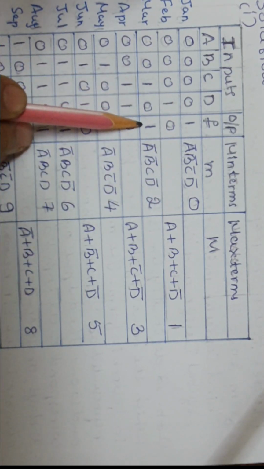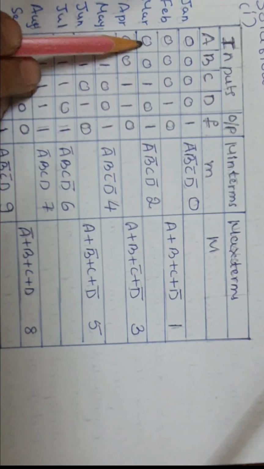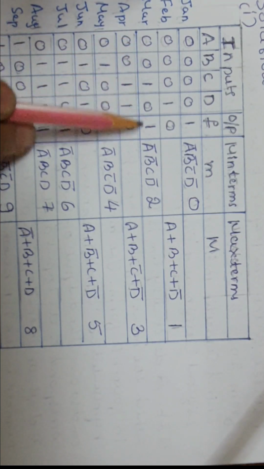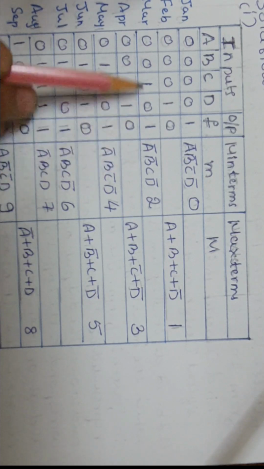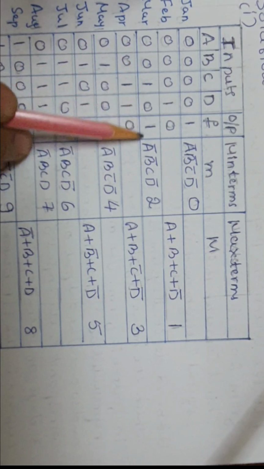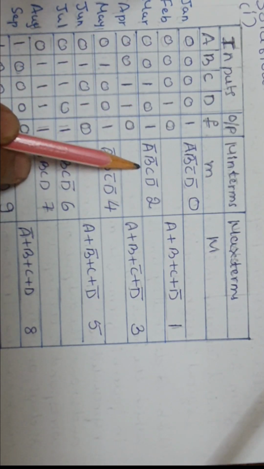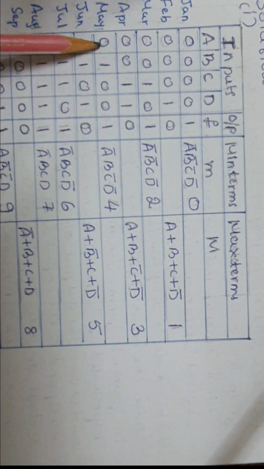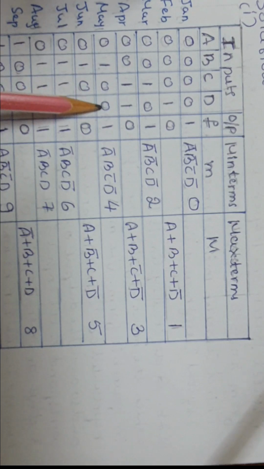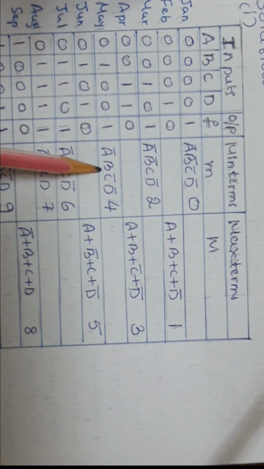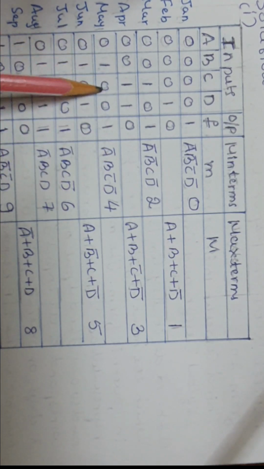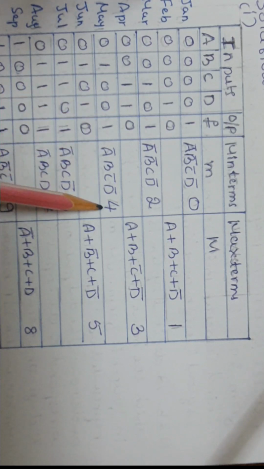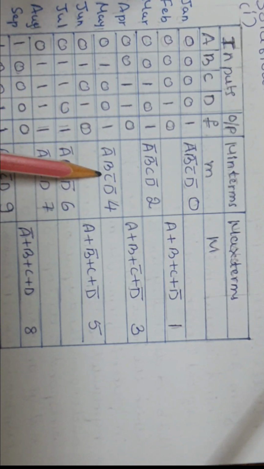Next, here the output is 1. Combinations are A bar, B bar, C, D bar. That is written here. And 0010 means in decimal it is 2. Hence, this is min term 2. Next here the output is 1, A bar, B, C bar, D bar. So that product term is written here. 0, 1, 0, 0 represents decimal 4, hence min term 4.